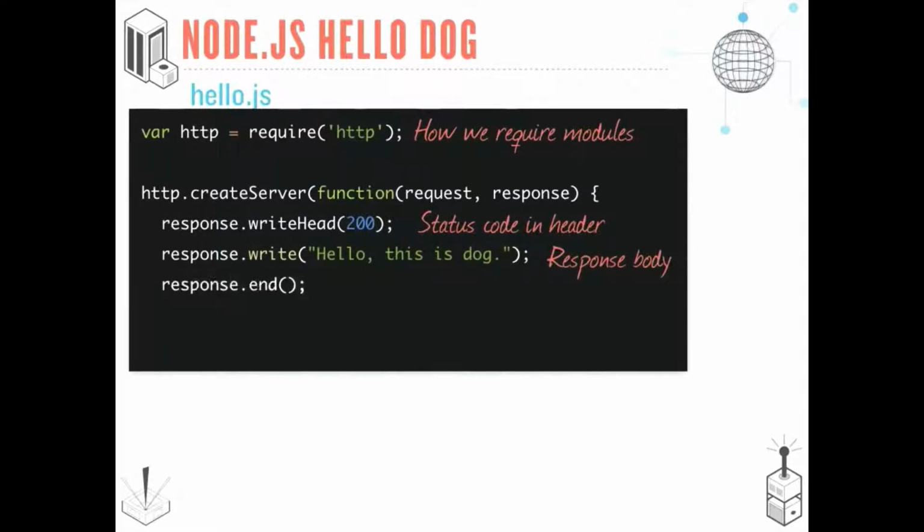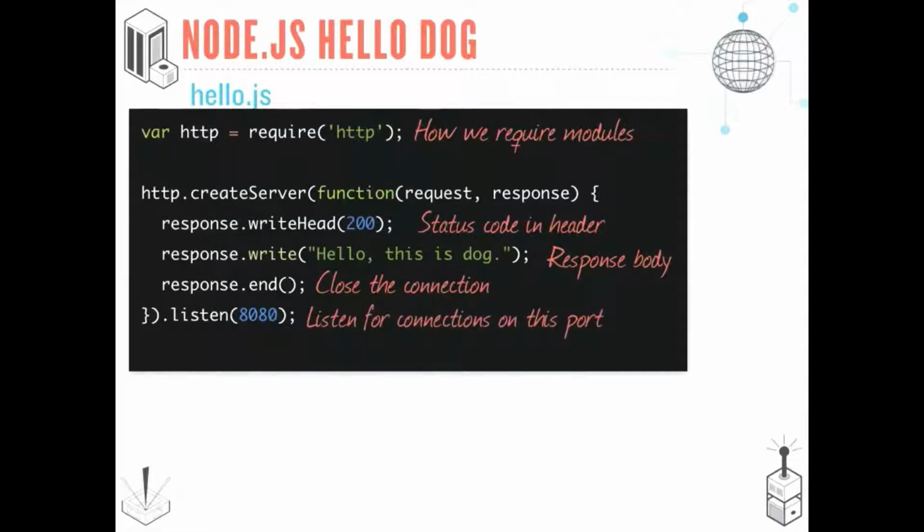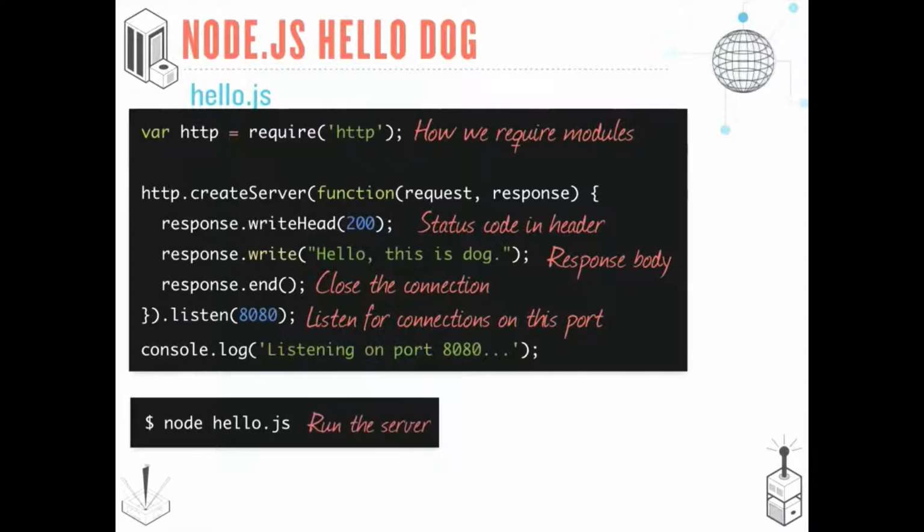And then finally, we're going to end the response connection. We want our server to listen on port 8080. And then to ensure our server is running, we're simply going to log out "listening on port 8080." To run the server on our command line, we're going to see that it prints out "listening on port 8080."